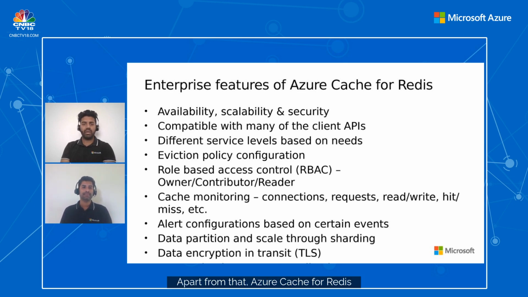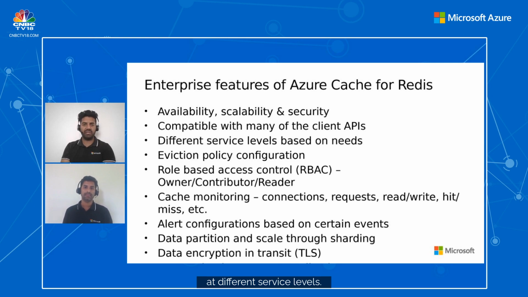Apart from that, our Azure Cache for Redis is compatible with many of the client APIs. So you can use your framework of choice, your languages of choice, to develop your application, and they'll still be compatible and will be able to leverage Azure Cache for Redis. We have different service level agreements based on your needs. Whether you need gigabytes of memory or terabytes of memory, whether you need high level scalability, high level availability, or different persistent data storage, we have them available at different service levels.